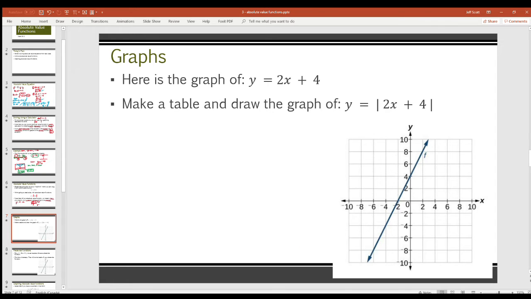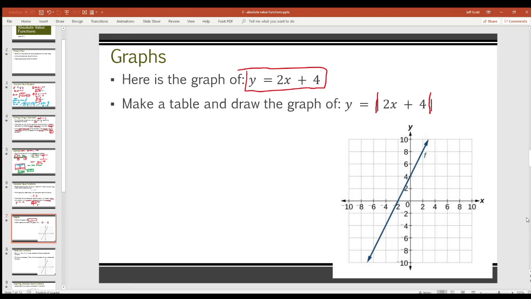I want to remind you what the graph of y equals 2x plus 4 would be. Y equals 2x plus 4, of course, is a linear equation. X has just got an exponent of 1, so there's not going to be any curve to this. And the graph of y equals 2x plus 4 is shown below. Now, what we're going to do to make a graph of y equals the absolute value of 2x plus 4 is we're going to start by making a table, because this is going to show us exactly what's happening with each of our points.